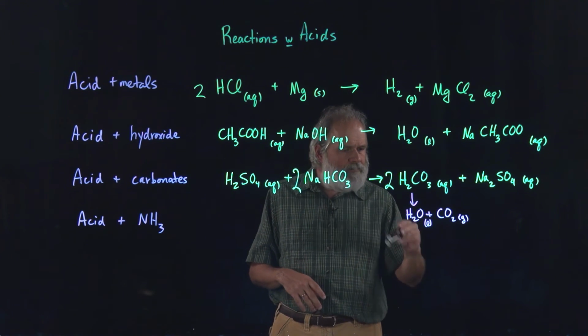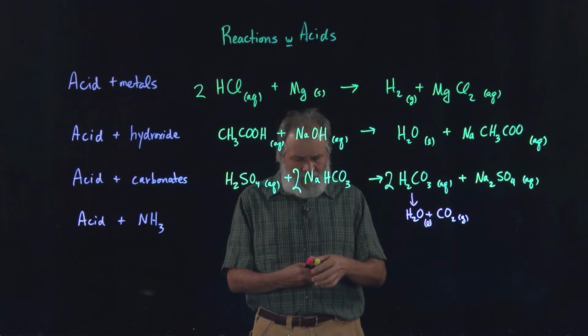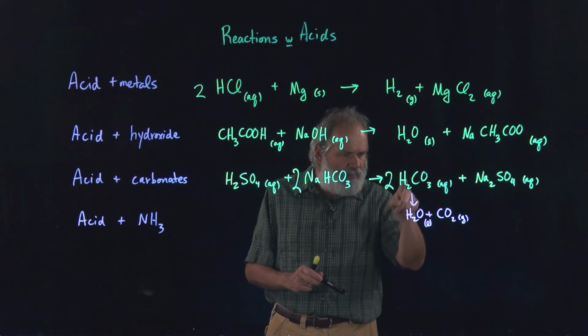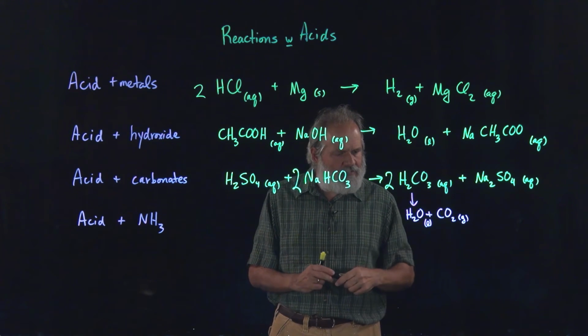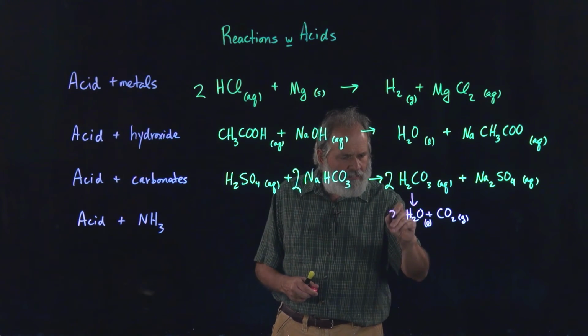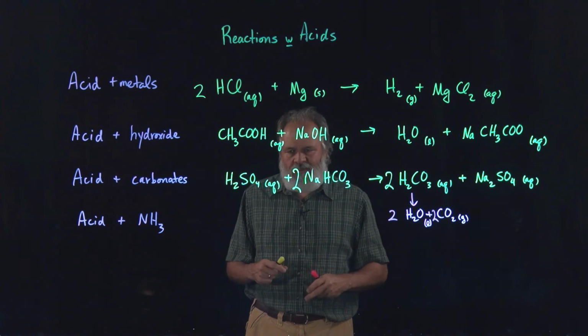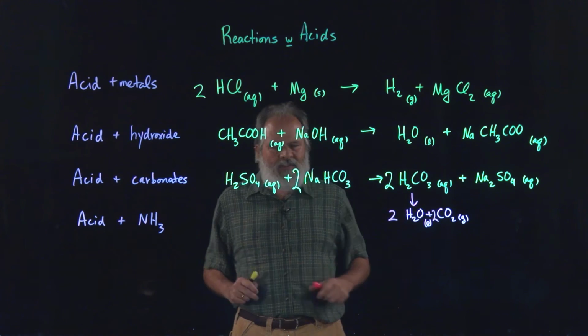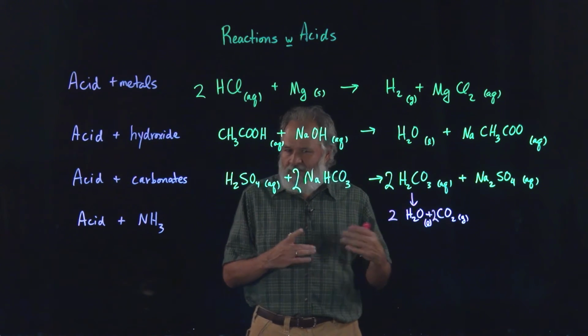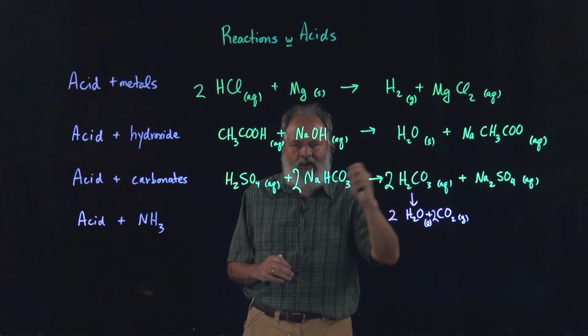Okay, and of course we'll need two of each, right? One carbonic acid goes to water plus CO2. So one way to write the chemical reaction of a carbonate with an acid is to form carbon dioxide and water instead of saying carbonic acid.